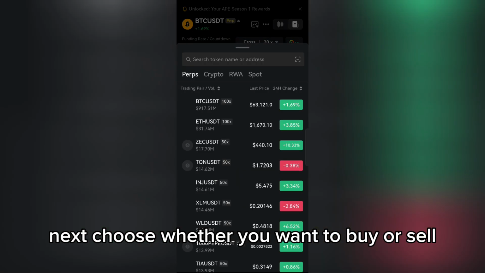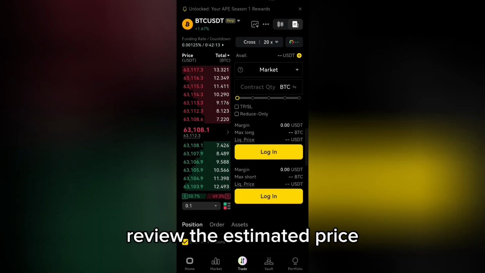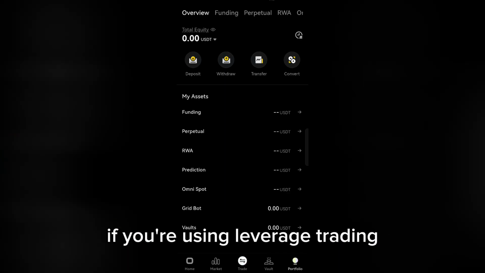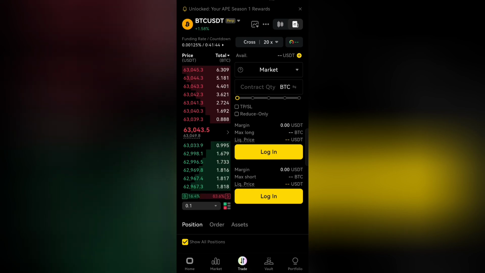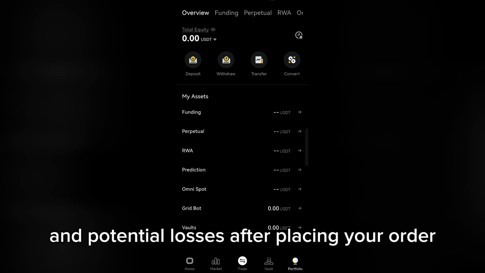Next, choose whether you want to buy or sell. Enter the amount you want to trade. Review the estimated price, fees, and order details. Then confirm the order. If you're using leverage trading, select your preferred leverage level before placing the trade. Remember that higher leverage can increase both potential profits and potential losses.